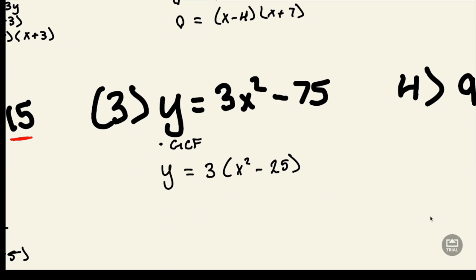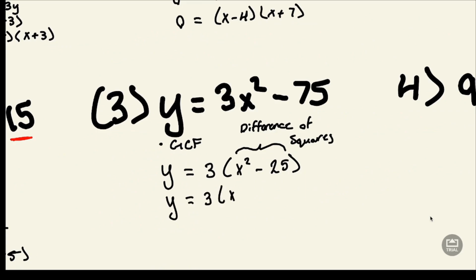So now we can see what we can do further. This right here is a difference of squares. If we use the difference of squares formula, we are just left with y equals 3 times x minus 5 times x plus 5, and that's our fully factored form, and that's it.